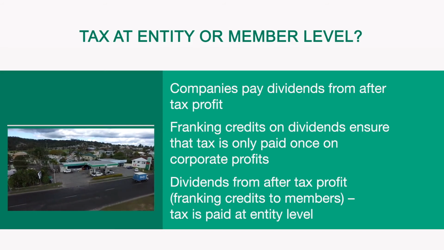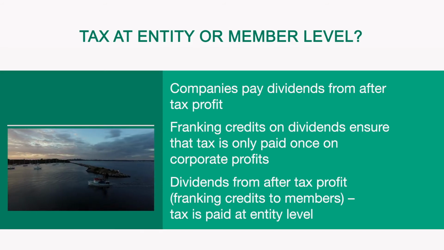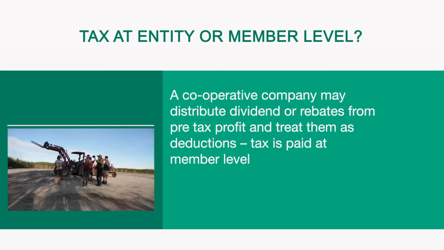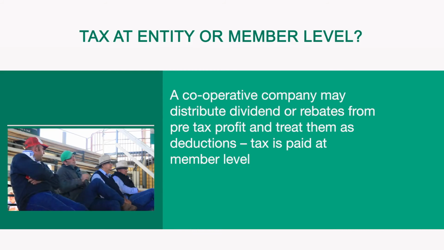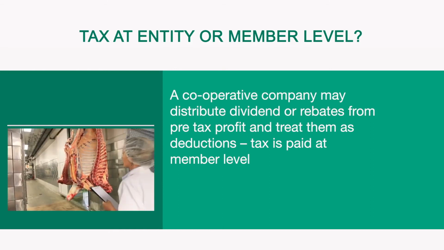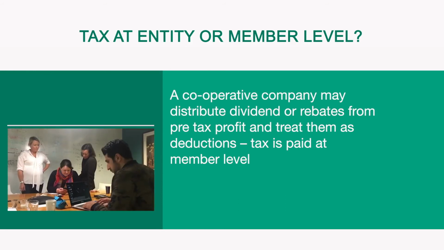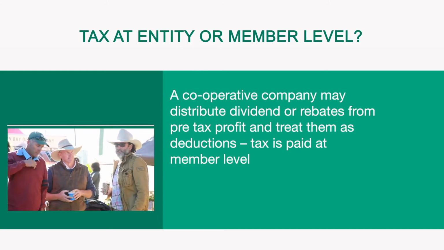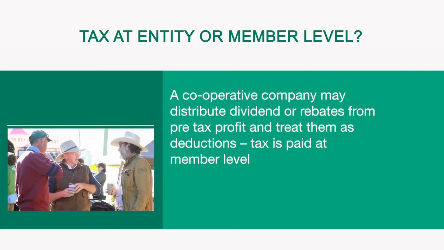When a company pays tax and issues franked dividends, this is paying tax at the entity level and at the corporate tax rate. Cooperative companies can elect to distribute rebates, dividends and bonuses to members and deduct these from assessable income before tax. This reduces the cooperative company's net profit and tax liability. Members who receive these untaxed distributions must then pay the tax in their individual tax returns. This shifts the tax burden to members, so that tax on this part of the profit is paid at member level.